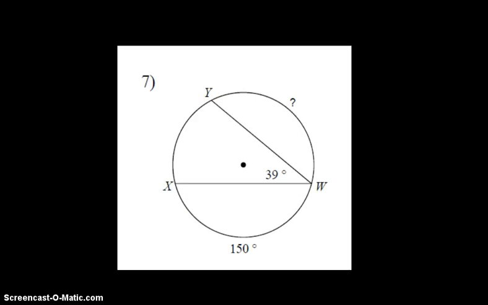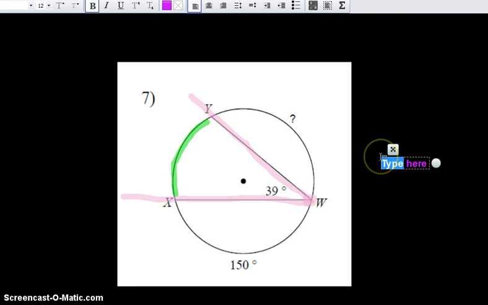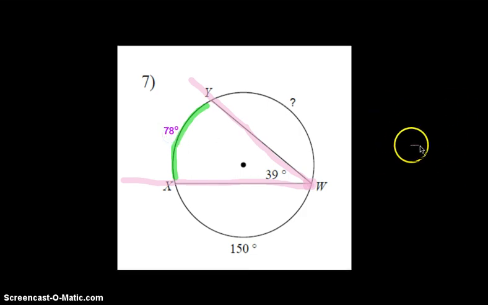Next, we have angle YWX or XWY. Let's try and do a little better here. There's my angle. The angle is an inscribed angle because W is on the circle and that's the vertex. So an inscribed angle is half the measure of the arc it intercepts. Well, here's the arc it intercepts. 39 is half of what? Well, multiply 2 times 39, you get 78. So you get 78 degrees, and that is arc XY.